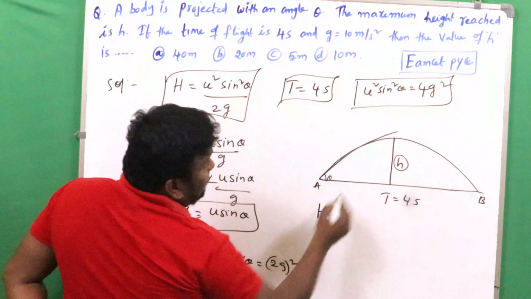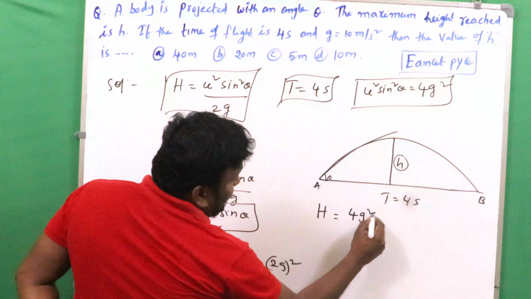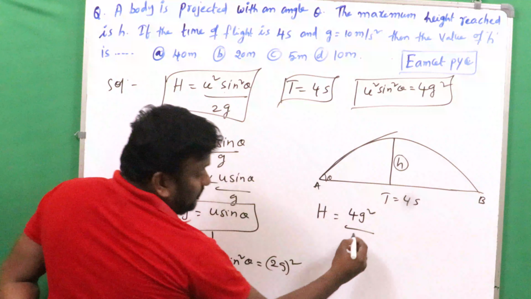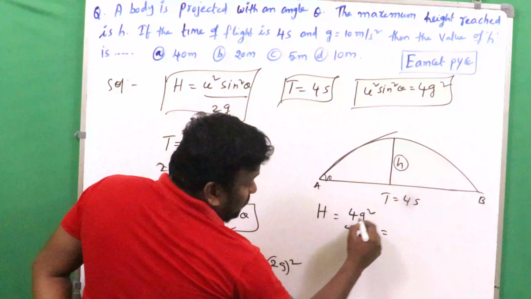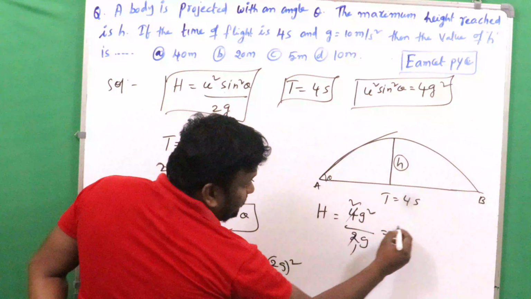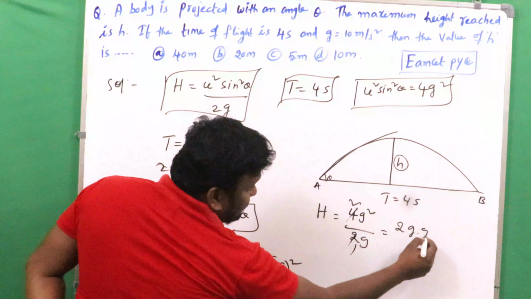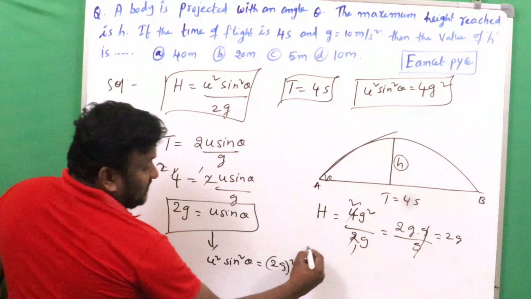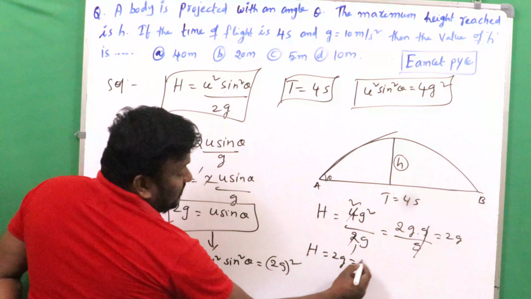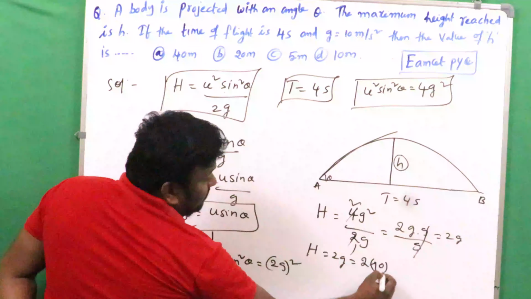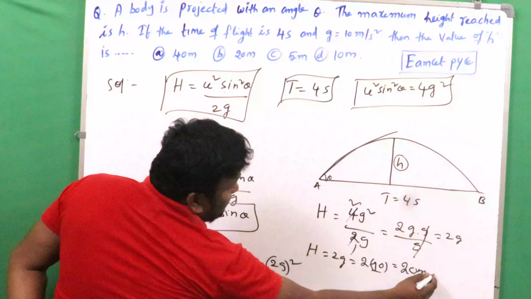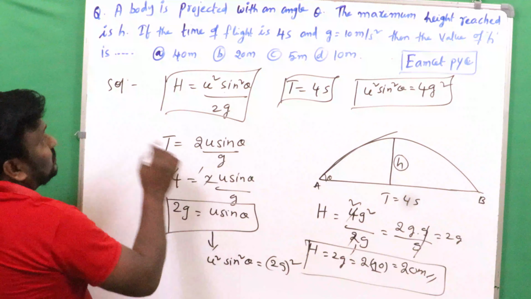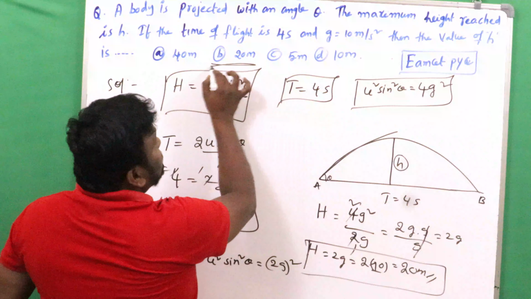4g square by 2g. Then g cancels, so what you get is 2g. So h is equal to 2g. The value of g is 10, so that is 20 meters. Clear? h is equal to 20 meters. So among the options given, option B is the correct one.